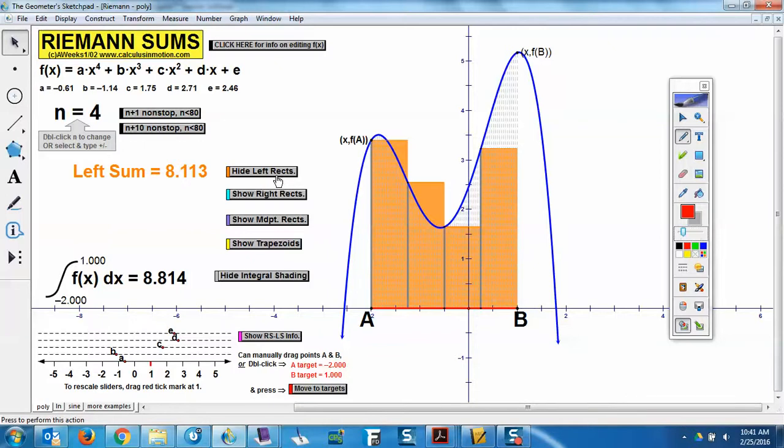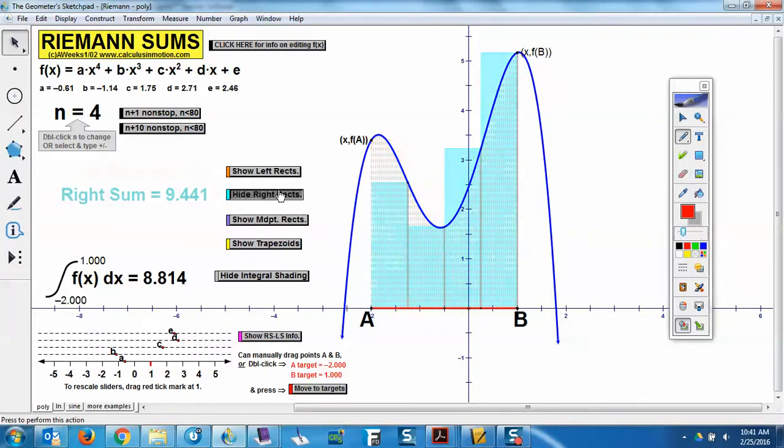So here's the exact area. There's my 4 left rectangles. Here's 4 right rectangles. These are under, these are over. Now notice it's reversed, right? When a left was under, the right was over, and vice versa. Right? Makes sense? Okay? This time it's an over approximation.